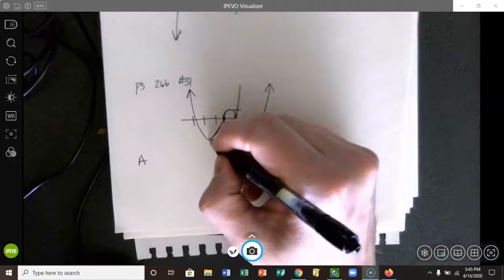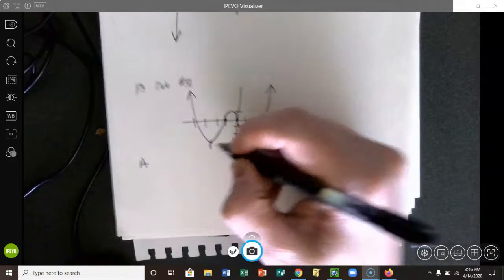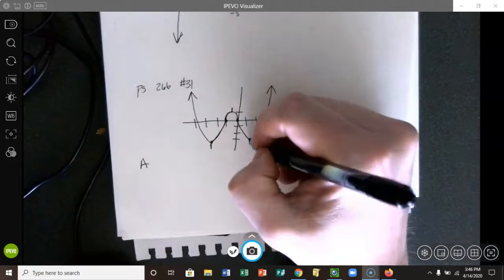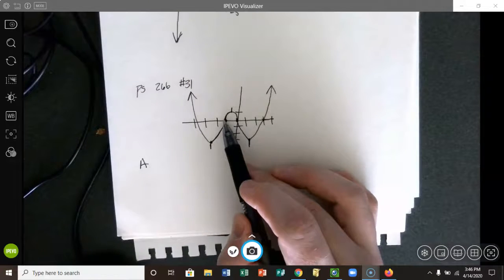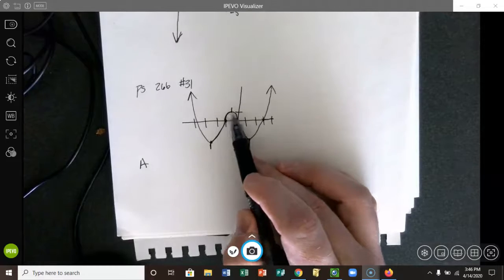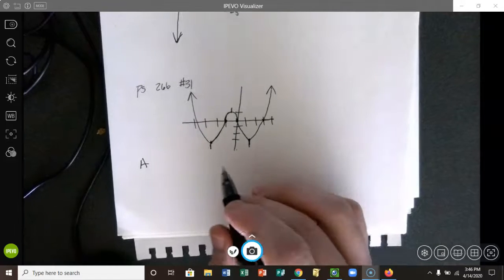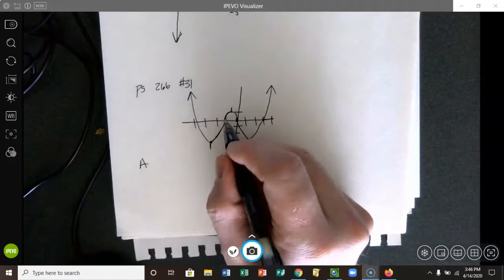So if we're looking at this, we have three turning points. We have one here, we have one here, we have one here. Remember, a turning point is when the graph stops decreasing and begins to increase, or stops increasing and begins to decrease, and going that way. So we have to estimate this.